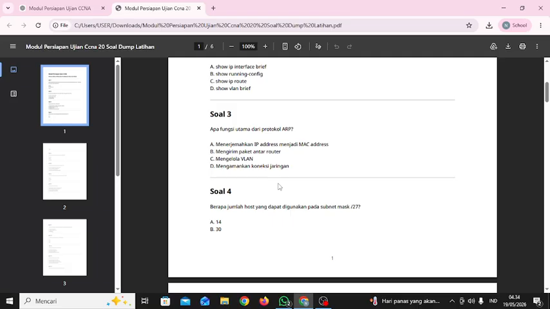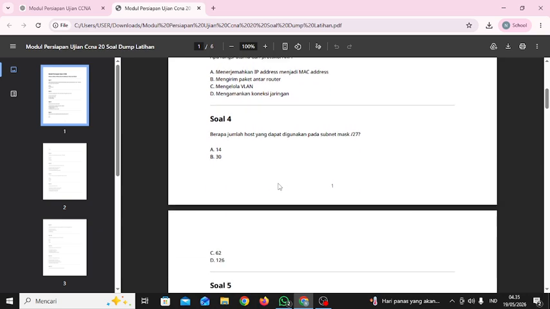And why are the other answers wrong? Routers forward packets using routing protocols. File management is not done by a switch. Security is not the main function of ARP. A common CCNA exam tip: ARP operates between layer 2 and layer 3 of the OSI model. And now we go next to question 4. How many hosts are available in a prefix /27?